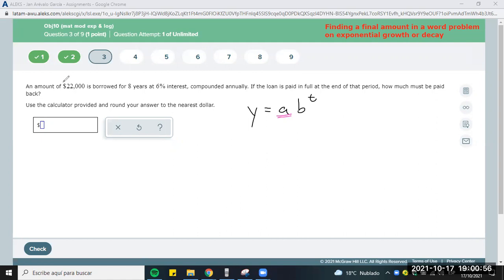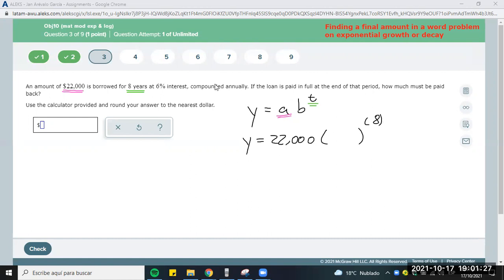The letter A is the initial value, so that is going to be the 22,000. So I'm going to start writing the information here, 22,000. And then we have borrowed for 8 years. That is going to be the time. So I'm going to save this space for b because that is going to be next. Time is 8.